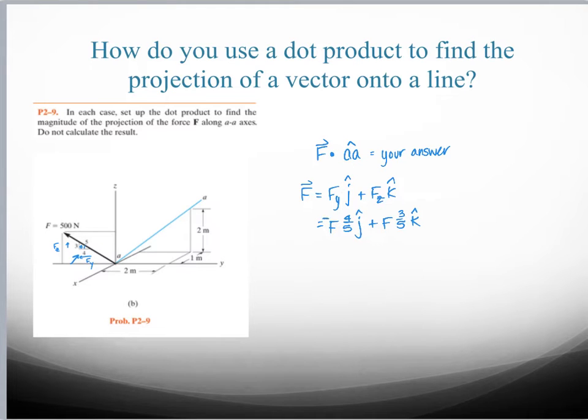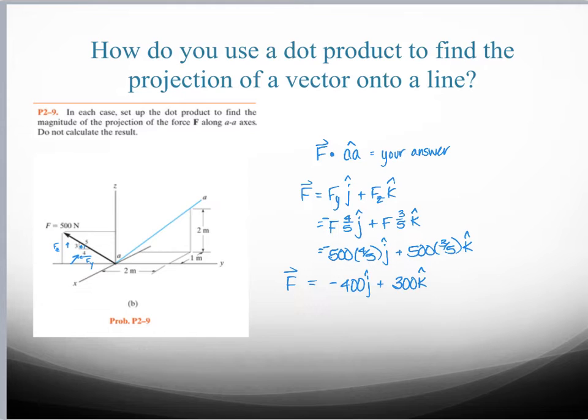And I should also note that the y component for this one is negative. So this ends up being, we would take 500, the negative sign, times 4/5 j hat, and then 500 times 3/5 times k hat. And so our vector F can be written as minus 400j plus 300k. Okay, so that's how we would write vector F.